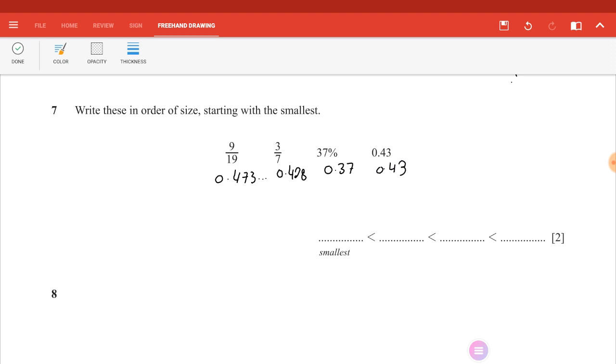Remember, after you put them in order, you need to write the answers here in their original form. So the smallest one is 0.37, which is 37%. This is number 1, and this is number 2, 3 over 7, 0.43, and the last one, 9 over 19.